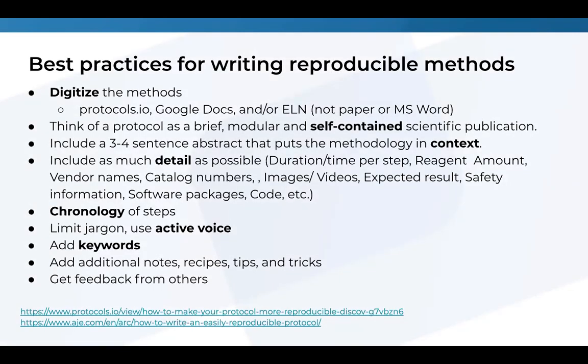And here are some of my best practices for writing reproducible methods. One, of course, is make sure your method is digital. You can use Protocols.io, but also Google Docs or electronic lab notebooks. Just make sure it's not on paper, because if your protocol is on paper, it is really hard to share with others. It's hard to make corrections and optimizations, and you might get lost, or you might spill something or whatever. So just be sure it's digital.